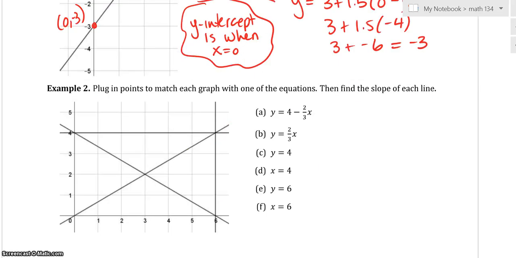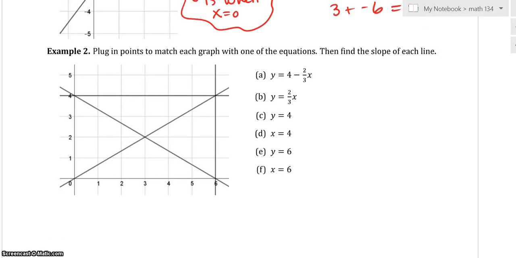So let's go ahead and do the same thing here. I'll give you a moment to try this. Plug in points to match each graph with one of the equations and then find the slope of each line. So go ahead and take a moment and see if you can figure out which graphs represent what. Here's the x-axis. Since it looks kind of crazy, this one is the y-axis. There's the point 0, 0. Pause, take a few minutes, and then come back and look at the solution.